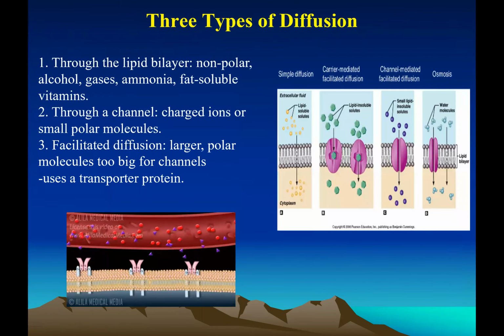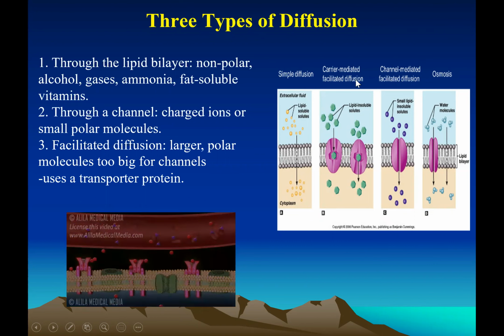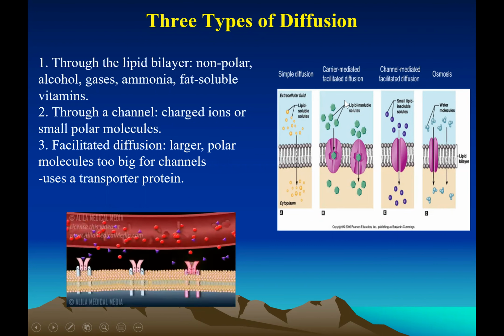There are 3 types of diffusion. If it is oxygen and carbon dioxide, they're small lipid-soluble molecules, so they just wiggle their way into the membrane. But certain molecules would need help. So here's a glucose molecule. It is using a protein. The protein is grabbing it from outside the cell and pushing it inside the cell. Because it's facilitated by a protein, it is called facilitated diffusion.